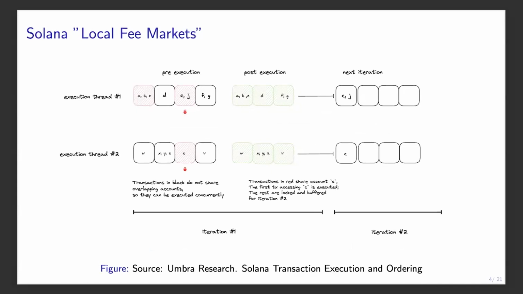What is interesting about Solana is that once you submit a transaction, you also refer to the accounts or contracts that it reads or writes. When it tries to execute in parallel, it locks those contracts. Here, you can see that the transactions in black do not share any overlapping accounts, where accounts here would be like contracts it touches. But those in red share one, which is C.